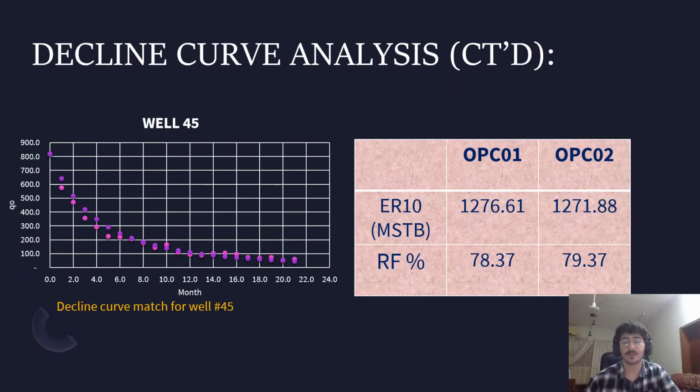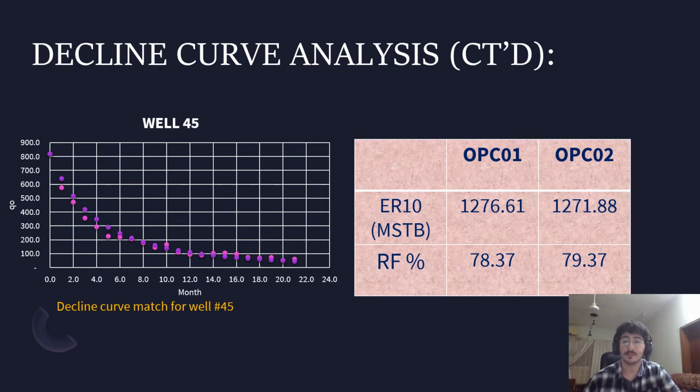The figure on the left shows the decline curve analysis that we have conducted on well number 45. The violet dots are the predicted flow rates that we obtained, and the pink dots represent the actual flow rates versus month. On the right table, we have also tabulated OPC1 and OPC2. OPC1 represents the decline curve analysis that we conducted for each separate well and then summed everything together. OPC2 represents the decline curve analysis that we have done for the whole field together.